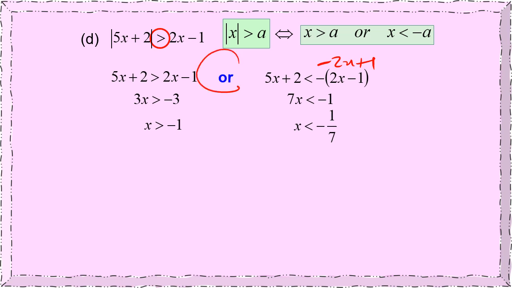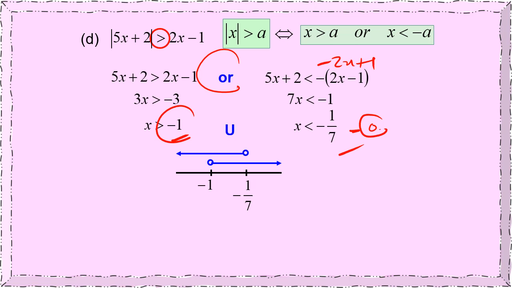Because it's or, we have to find the union between these two inequalities. So which one is smaller, negative 1 or negative 1 over 7? Negative 1 over 7 is like negative 0 point something, so negative 1 is smaller than negative 1 over 7. If you are not sure about the value, you use your calculator. Because this one is in fraction, we don't know exactly the value, so use your calculator.